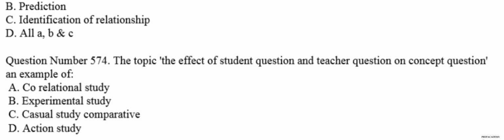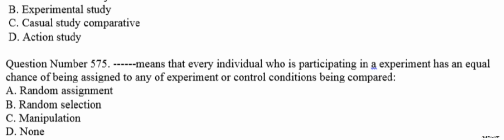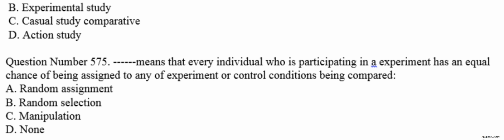Question number 574. The topic: the effect of student question and teacher question on concept question. An example of A. Co-relational study. B. Experimental study. C. Casual study comparative. D. Action study. The correct answer is option B. Experimental study.